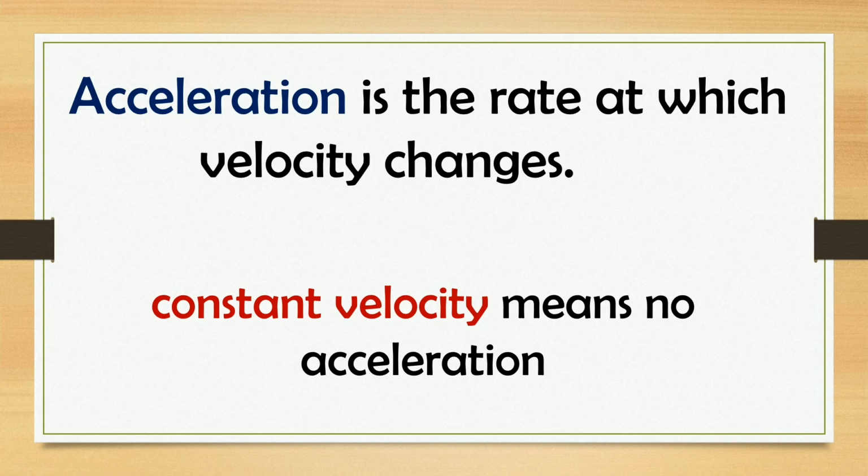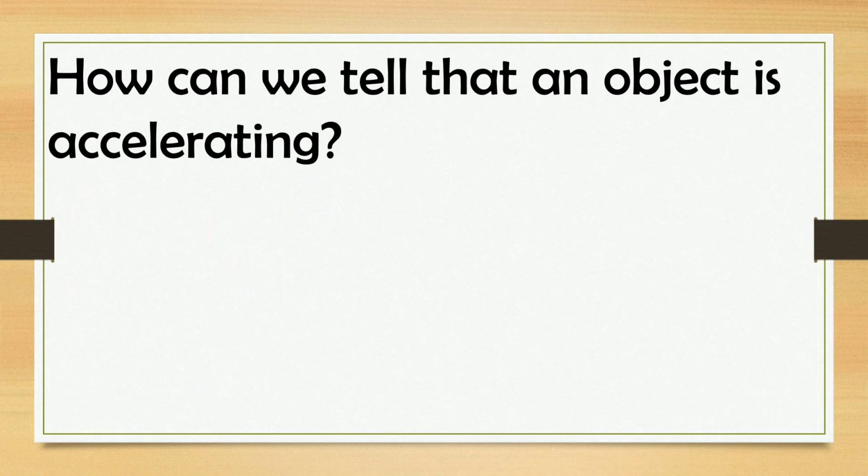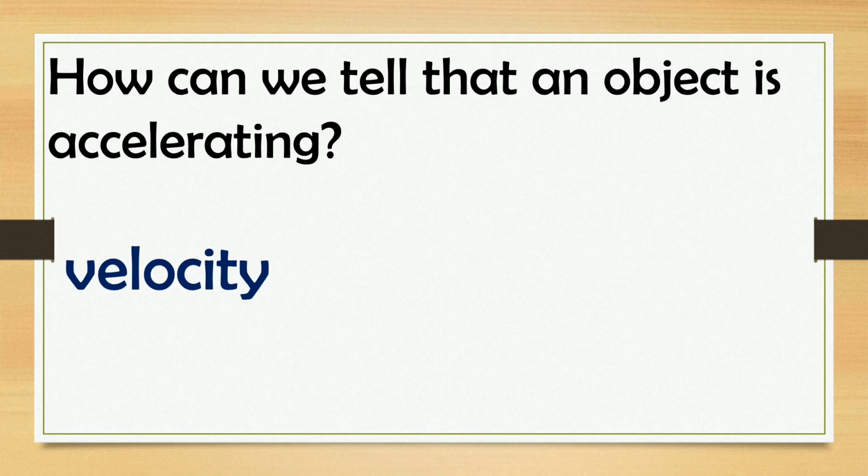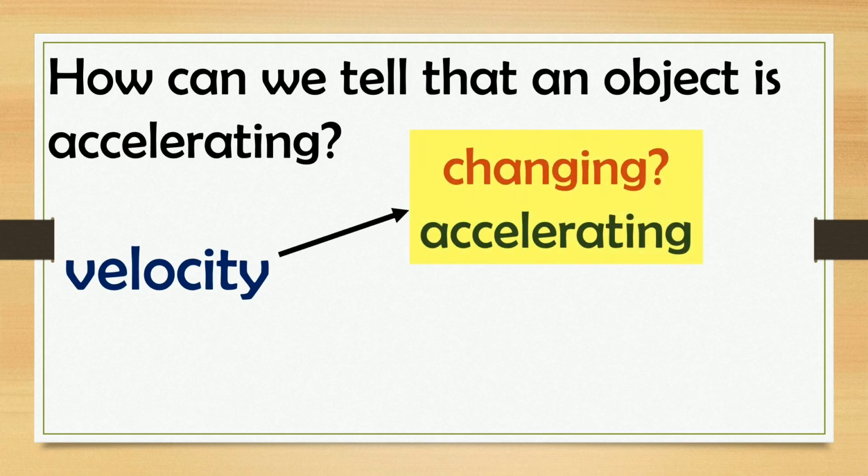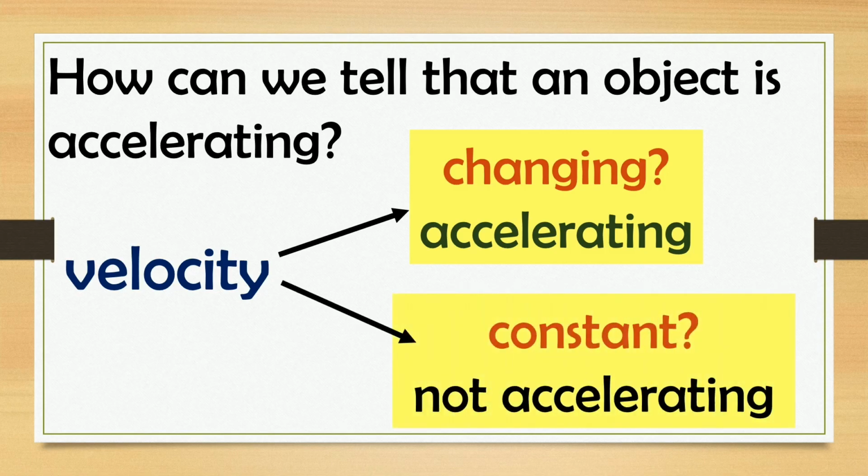An object cannot be accelerating if its velocity is constant or not changing, no matter how fast the object is moving. So to tell whether an object is accelerating or not, we may look at its velocity to see if it is changing or constant. If the velocity is changing, that means there is an acceleration. If the velocity is constant, then there is no acceleration.